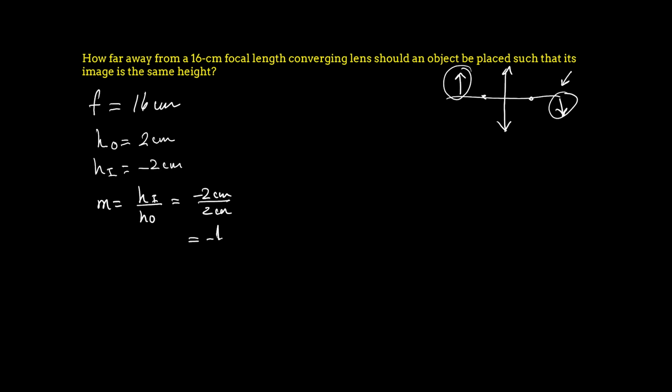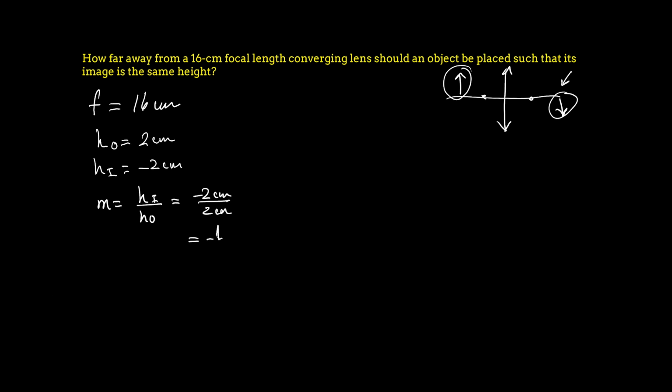So again, a magnification of 1 means they're the same height, the absolute value of the magnification is 1, but we have to take into account the sign reflecting the orientation of the object and the image. The object points up, it's positive. The image points down, it's negative.